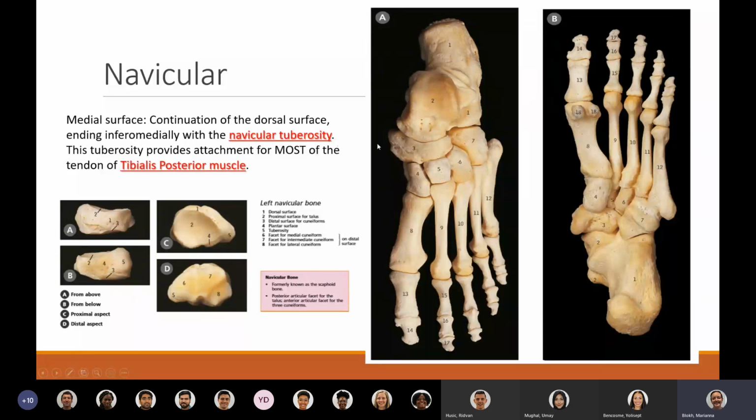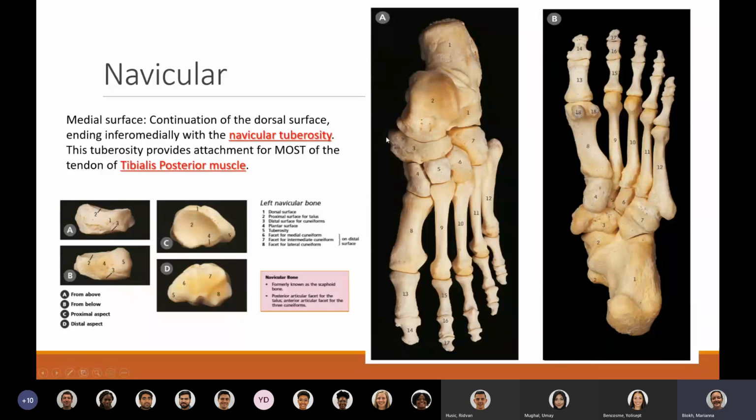The medial surface has a bump, which is a continuation of the dorsal surface and medially becomes a big bump, your navicular tuberosity. What's important as far as the boards: the tuberosity provides attachment for most, not all, but most of the tendon of tibialis posterior. The tendon fans out in the foot, and the big attachment occurs at the navicular tuberosity.